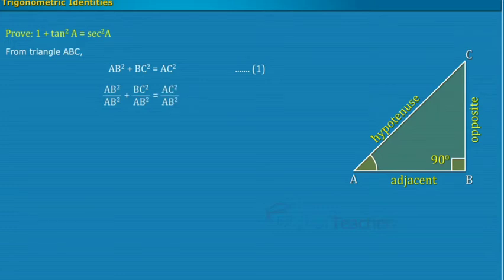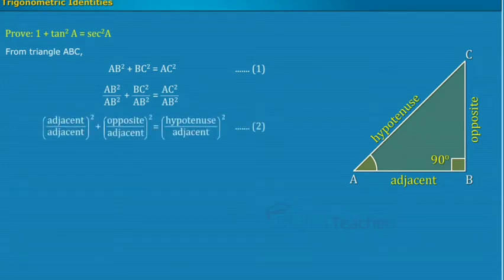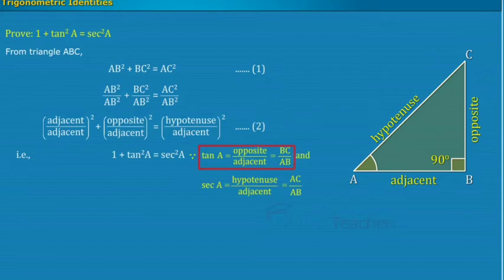We know that AB, AC are the sides of triangle representing their corresponding sides. We use them to define the ratio of opposite to adjacent as tan function and ratio of hypotenuse to adjacent as sec function and substitute them in above equation 1. Finally, we obtain trigonometric identity as shown on screen.